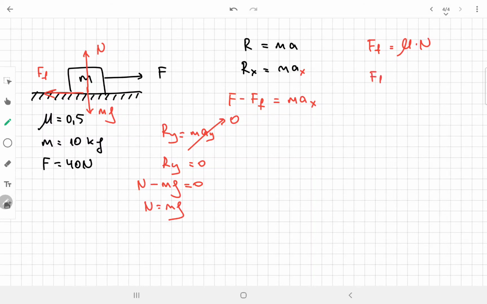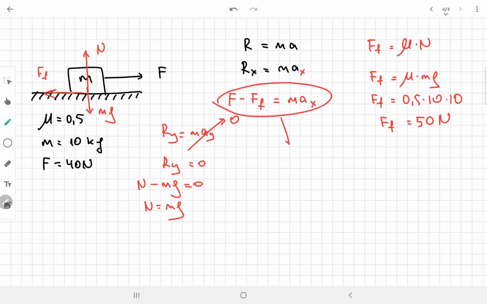So friction force equals coefficient of friction times normal force, which is weight. Be careful for this case. This is the maximum friction force, of course, which is 0.5 times 10 kilograms times gravity, approximately 10. So friction force equals 50 newtons. Maximum it can be equal to 50 newtons. So let's come back to this equation. Force minus friction force equals m a. Force is 40, friction force maximum can be 50.